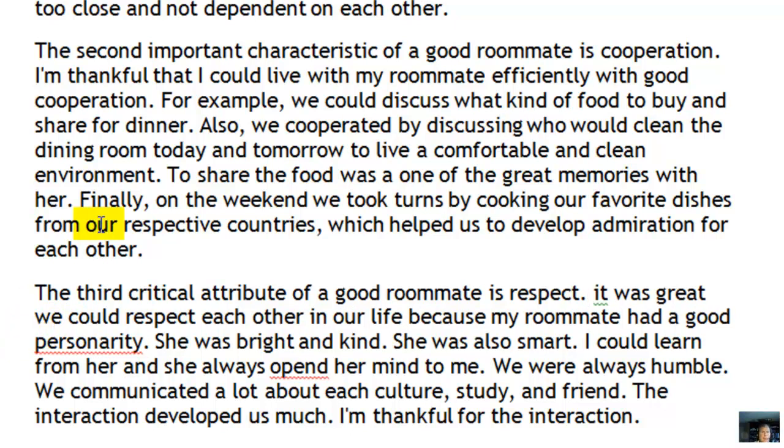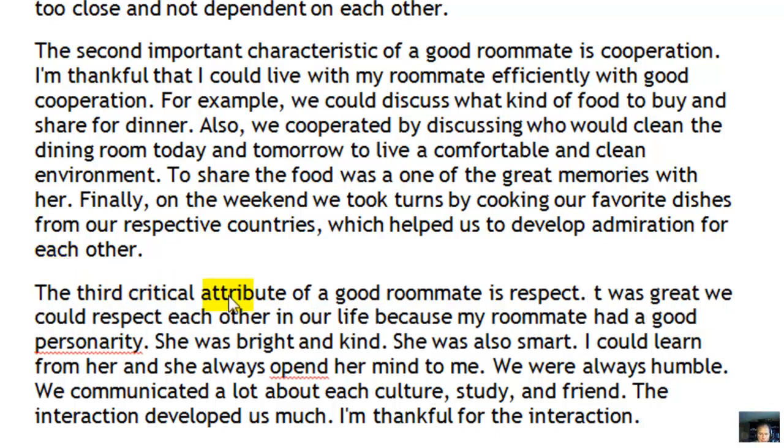Now, this time I use the word critical, which means important. I use attribute, which means characteristic, and characteristic means quality. So basically, I'm trying to restate the important parts of the writing task, but also demonstrate that I have a pretty good knowledge of synonyms and antonyms. Okay, then you get into your next idea.